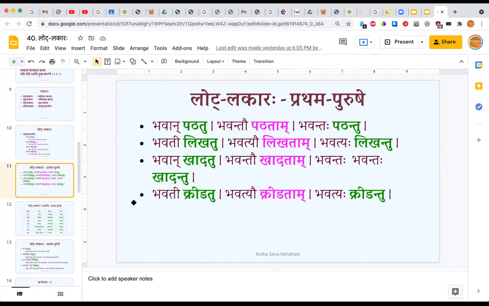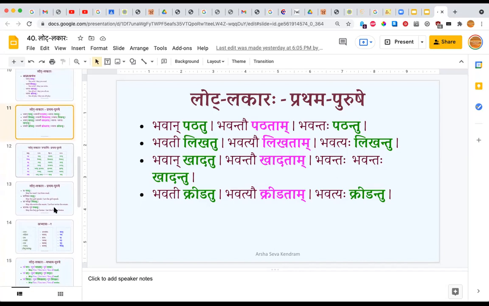Spashtam va? Prashnaah santi va? No, clear. Astu. Unless you give me feedback, I won't know whether what I said makes sense or not. So Bhavan Pathatu, Bhavantau Pathatam. We studied Pathatu and Pathantu previously.